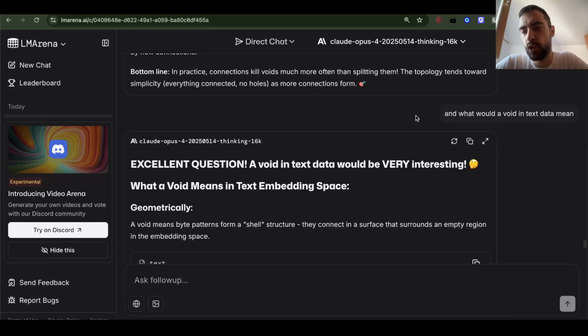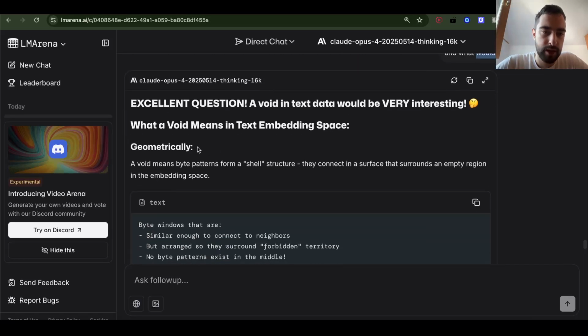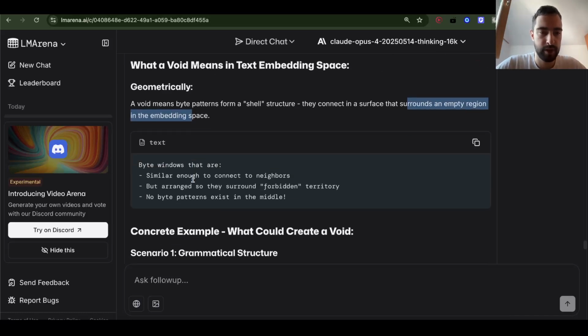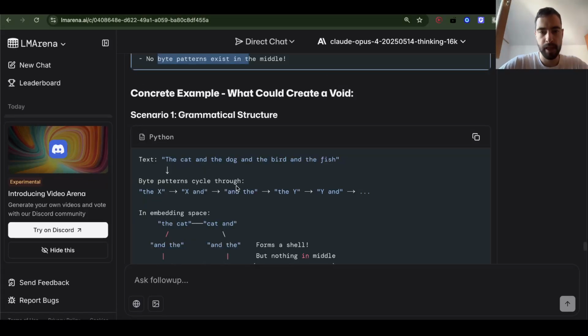So I asked, what would a void in text data mean? Geometrically, a void means byte patterns form a shell structure. They connect in a surface that surrounds an empty region in the embedding space. So, byte windows that are similar enough to connect to neighbors but arranged so they surround forbidden territory. No byte patterns exist in the middle.